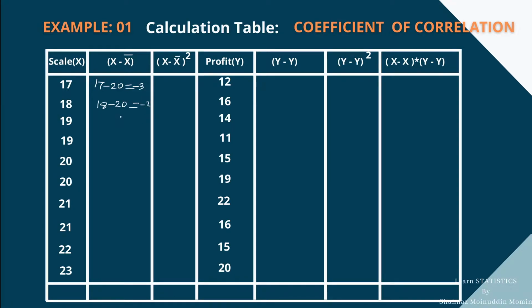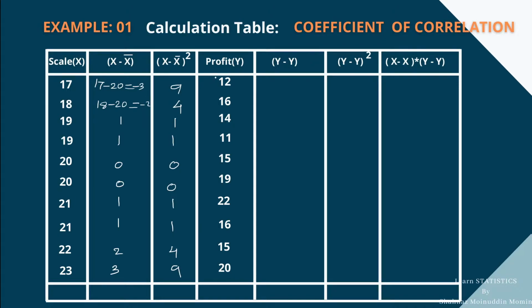Likewise, after subtracting 20 from each value of x, we get the remaining values ending with 0, 0, 1, 1, 2 and 3. This is the x minus x bar column. Now after squaring this column, we get (x minus x bar) square. So it is 9, 4, 1, 1, 0, 0, 1, 1, 4 and 9.